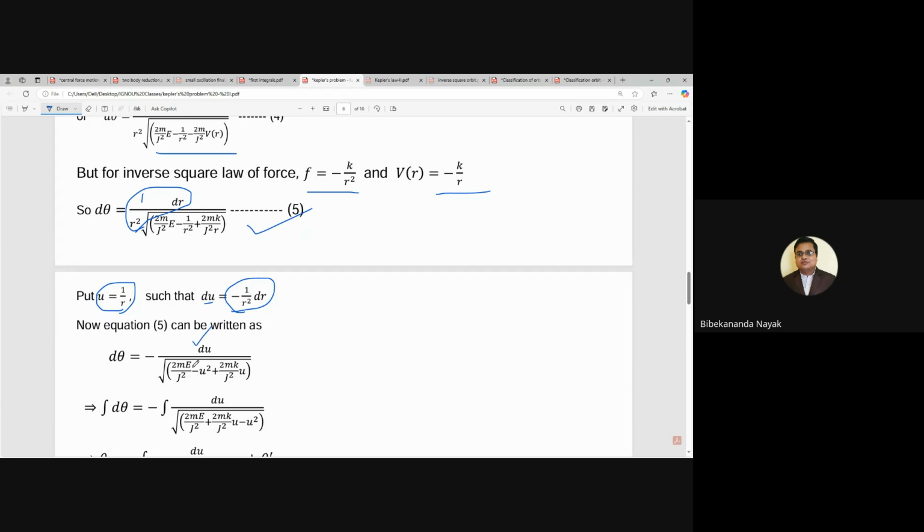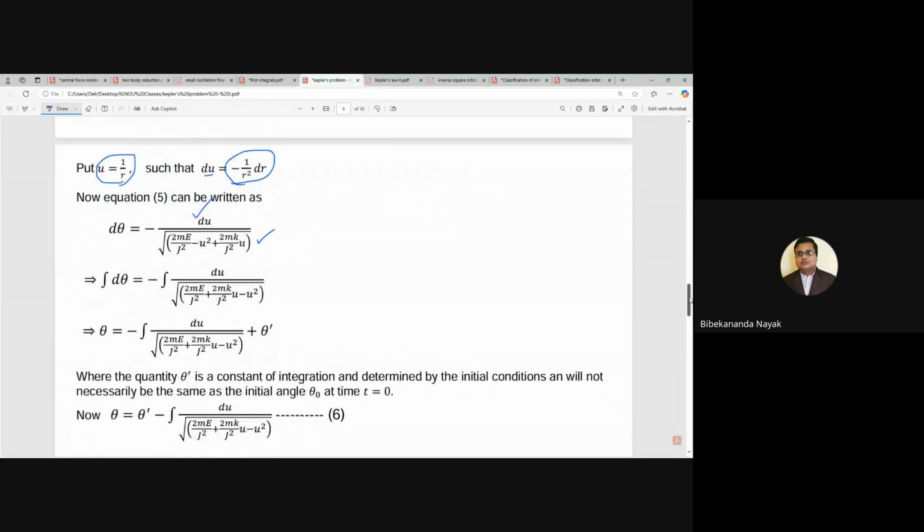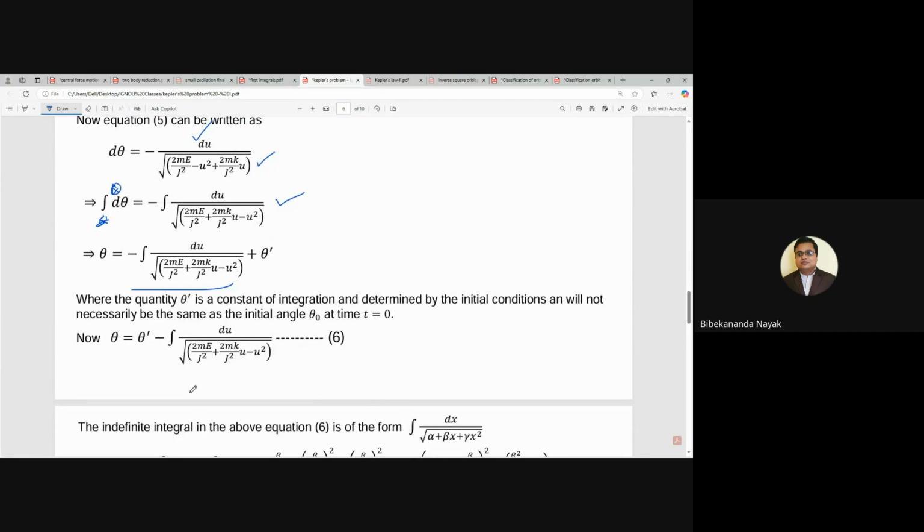Then 2m by j square e minus 1 by r square is u square plus 2mk by j square 1 by r is equal to u. So d theta is equal to minus integration of this. Let's say limit from theta prime to theta. So theta is equal to theta prime, which is a constant. Theta is equal to minus of this plus a constant of integration. Theta dash is, let's say, the constant of integration. So now solving this, we found theta is equal to theta prime minus this.